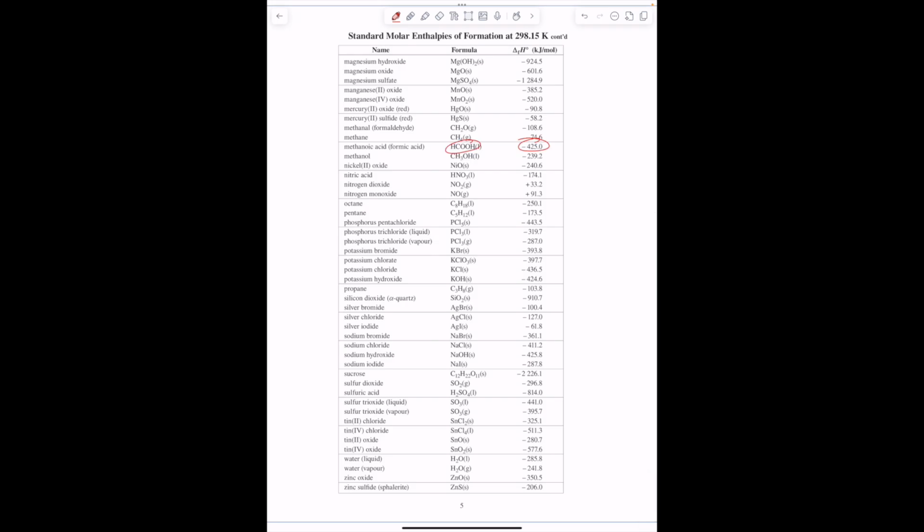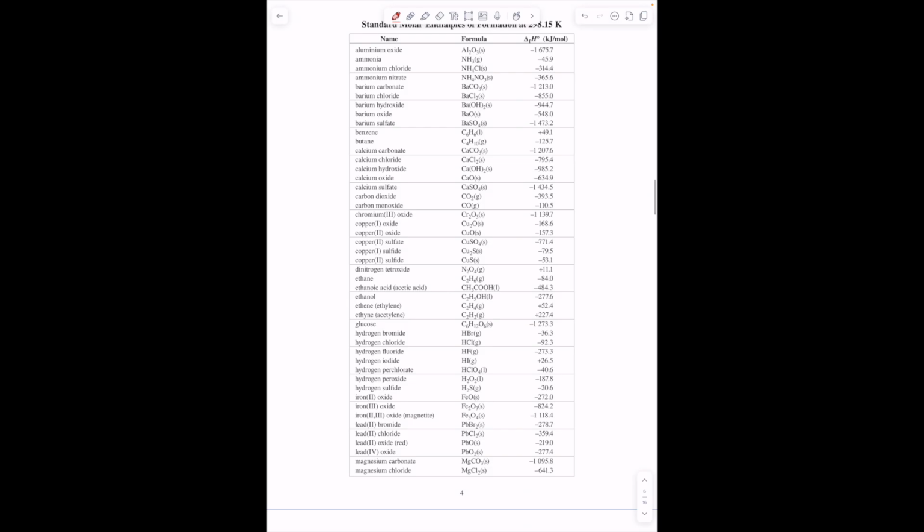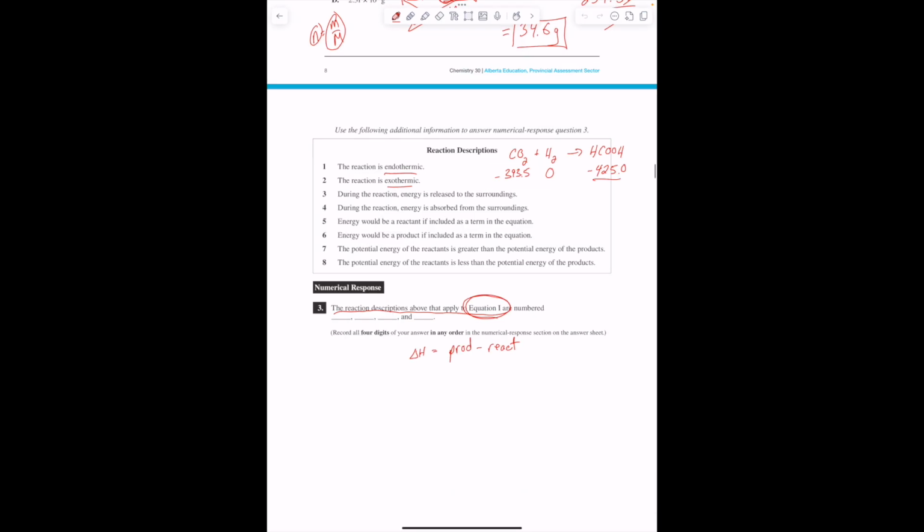HCOOH, there's where I got my 425. And then carbon dioxide, you almost probably have that one memorized. It's 393.5. Elements have a heat of formation of 0. So I do my products minus reactants.